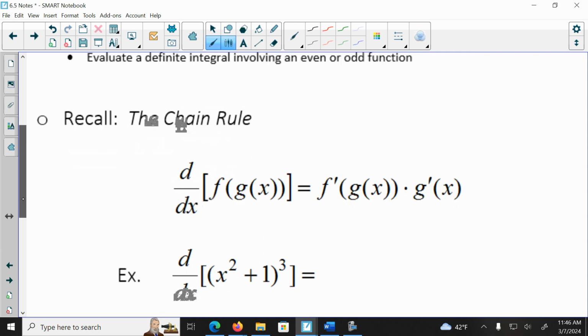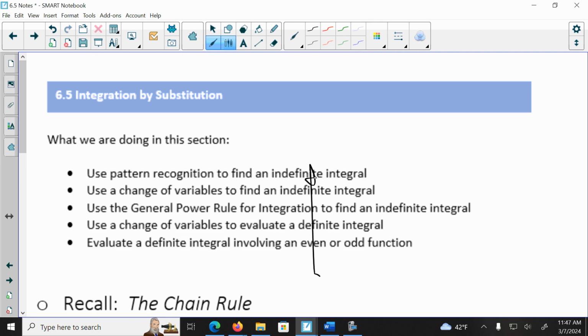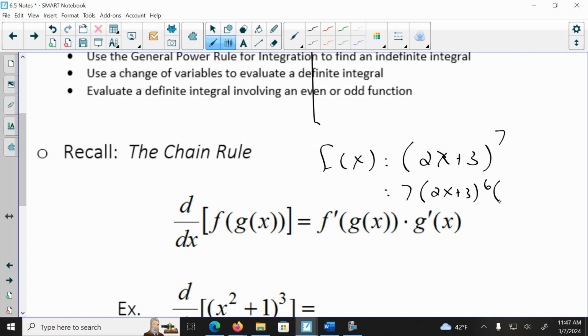You do remember the chain rule. If I gave you a function, let's say f of x was equal to, let's do the one I just did to make it a little harder, 2x plus 3 raised to 7, and I asked you to take the derivative of that. Do you remember how you take the derivative of that? So what did you do? Bring 7 to the front, times the derivative of the inside, 2, so then you would simplify that to 14 times 2x plus 3 to the 6.